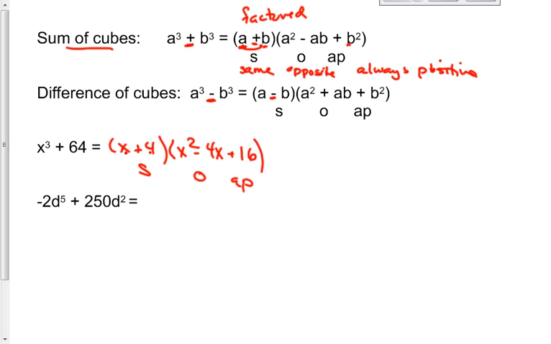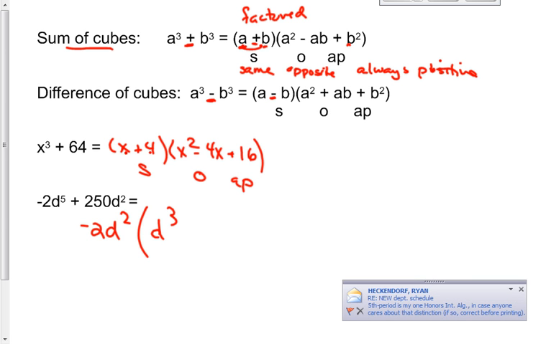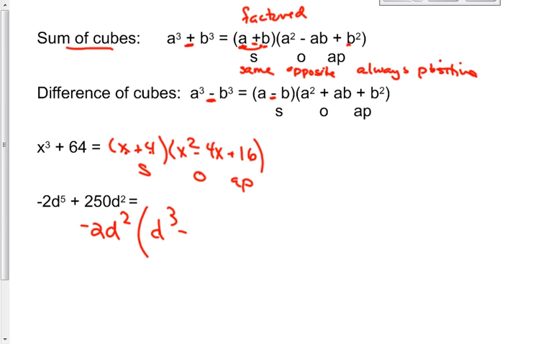Next one looks a little different. It's not difference of cubes, d to the 5th, obviously not a perfect cube. Negative 2d to the 5th, but if you can remember the rule, always, always take out something in common first. I can take out the negative 2, and I can take out d squared. Now what do I have left? d to the 3rd minus 125. And if you remember your flashcards, 125, perfect cube.